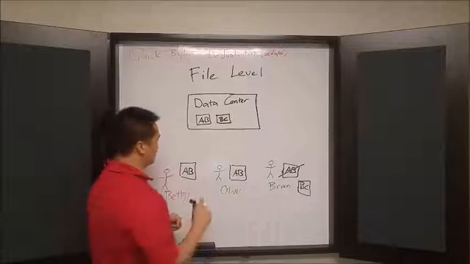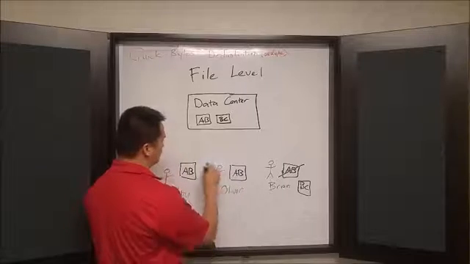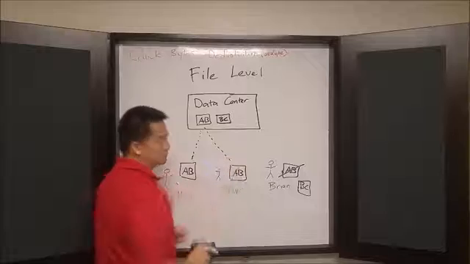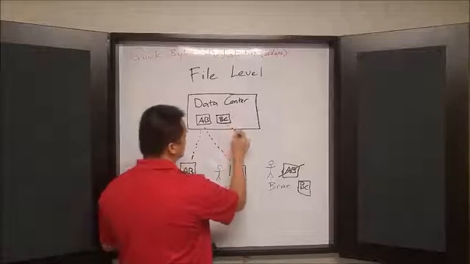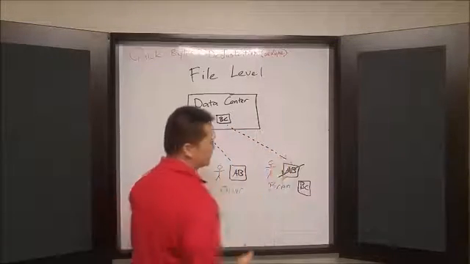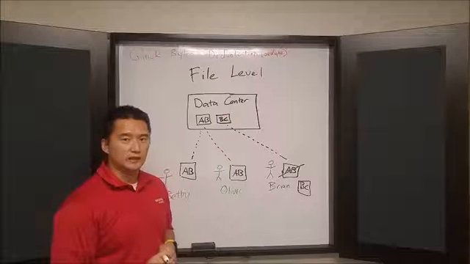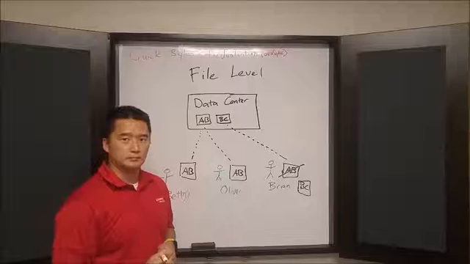And because of this, Betty and Oliver will still reference this one version, whereas Brian will reference the BC version. And that is file level deduplication.